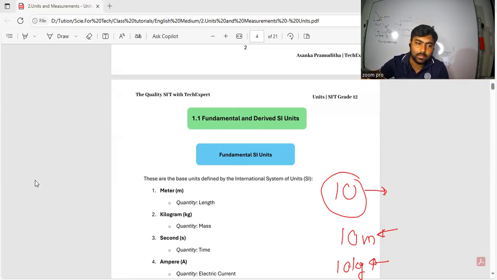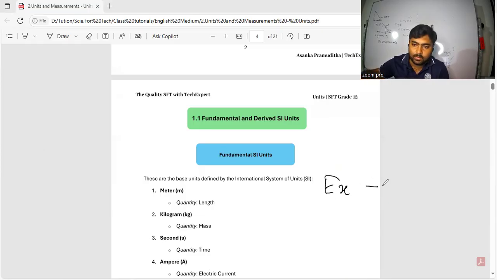Okay. Then let's write an example. Write 10, then put a dash and write: a numerical value cannot explain what the quantity we have measured.